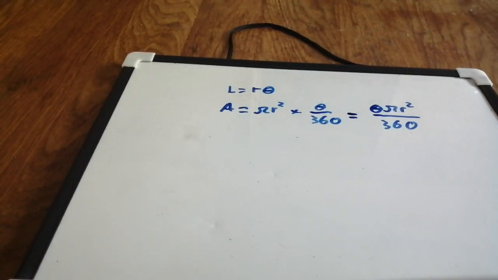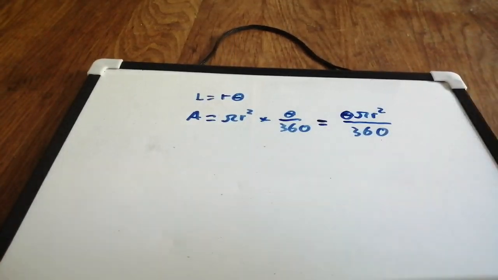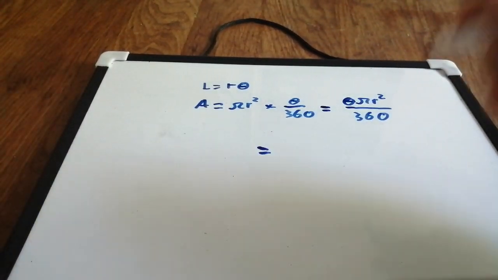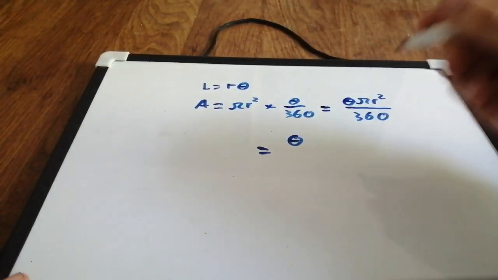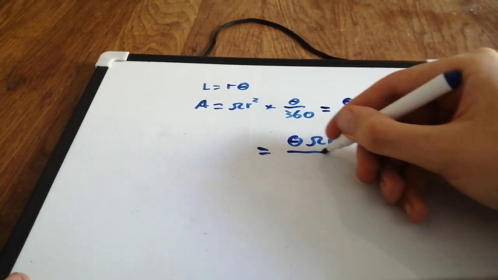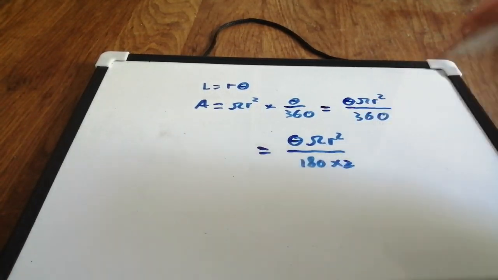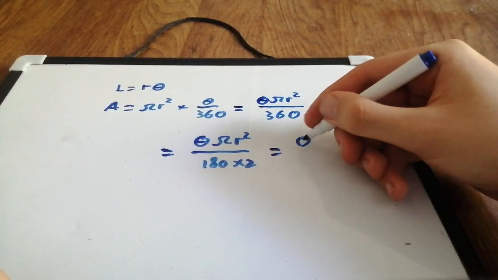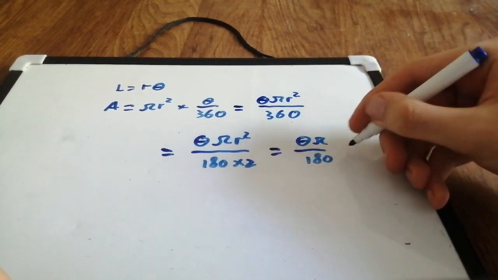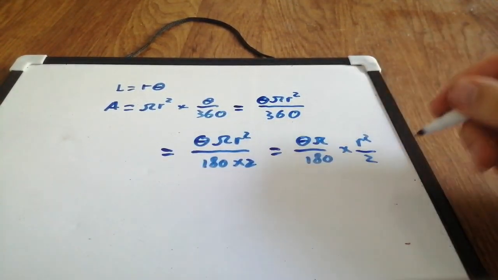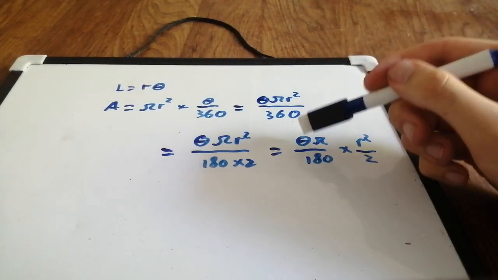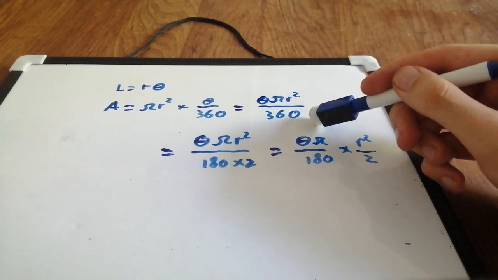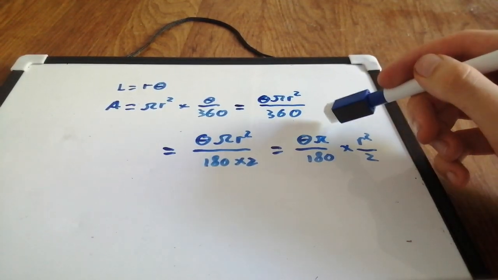Now, we can rewrite this, because what's another way we can write 360? Well, we can write 360 as 180 times 2. So we can rewrite the whole equation as theta pi r squared over 180 times 2. If you want, we can also write this as theta pi over 180 times r squared over 2. That's completely fine. And like last time, the angle here is in degrees, and to convert an angle from degrees to radians, we multiply by pi over 180. So that's what we're going to do here.